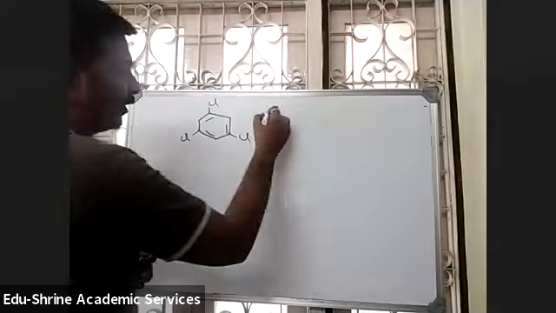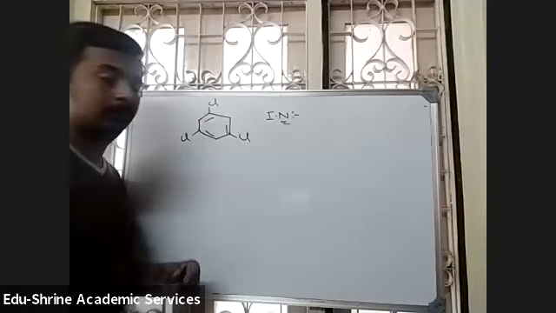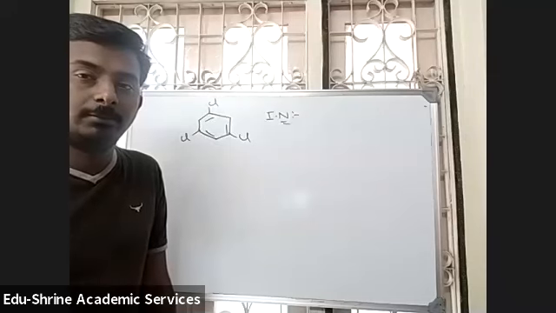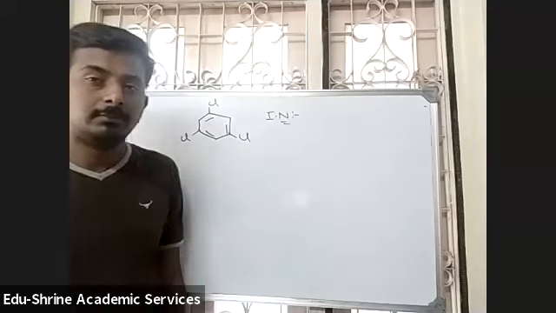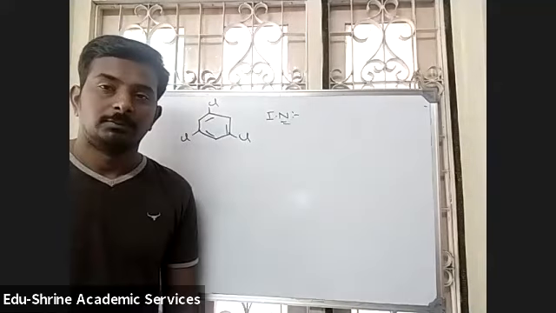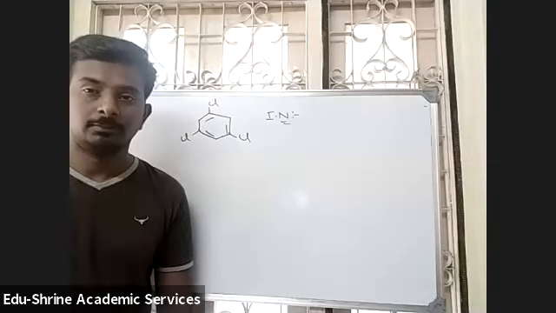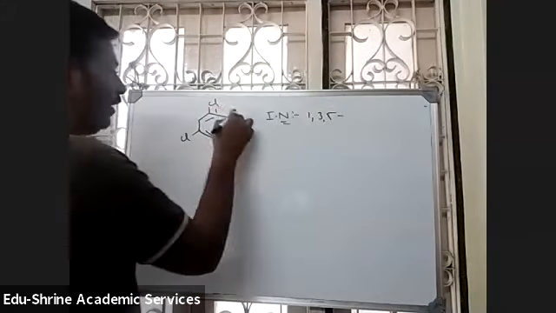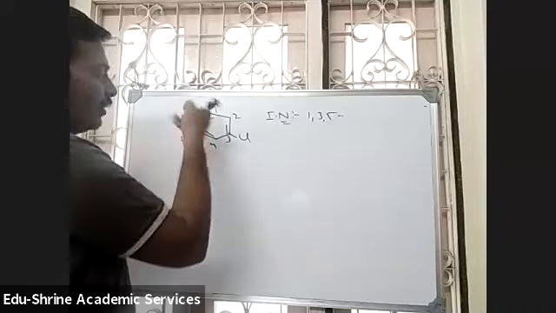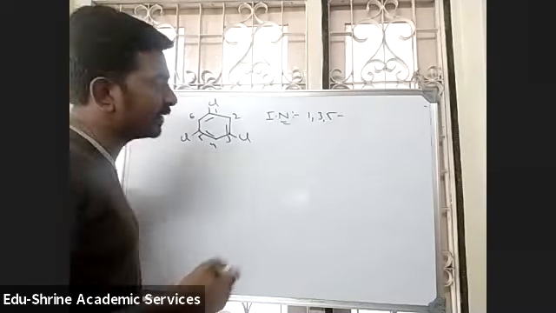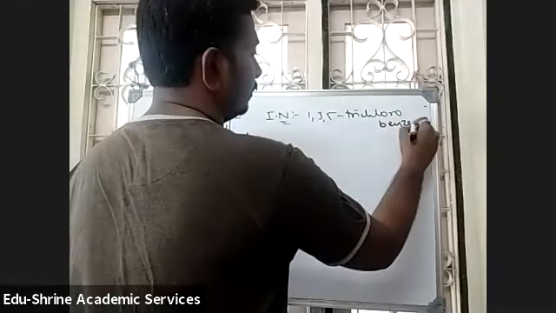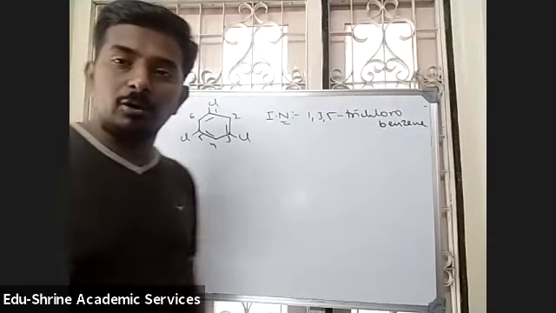Next, tell me what will be the IUPAC name of this one. So 1, 3, 5. Count 1, 2, 3, 4, 5, 6, either in this way or in this way, the positions of the substituents will be the same. So it is 1,3,5-trichlorobenzene.